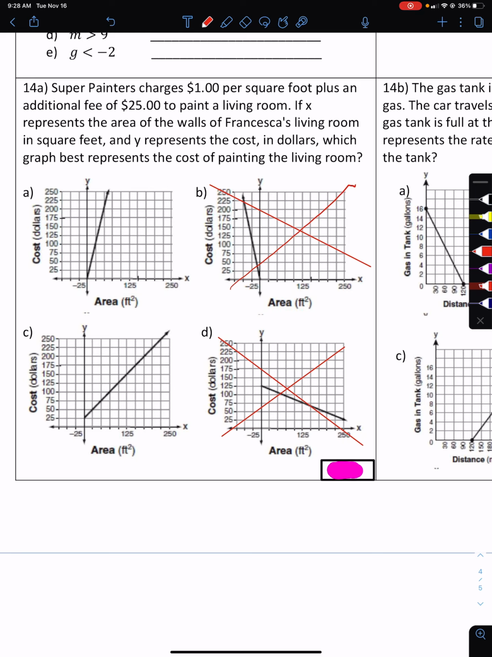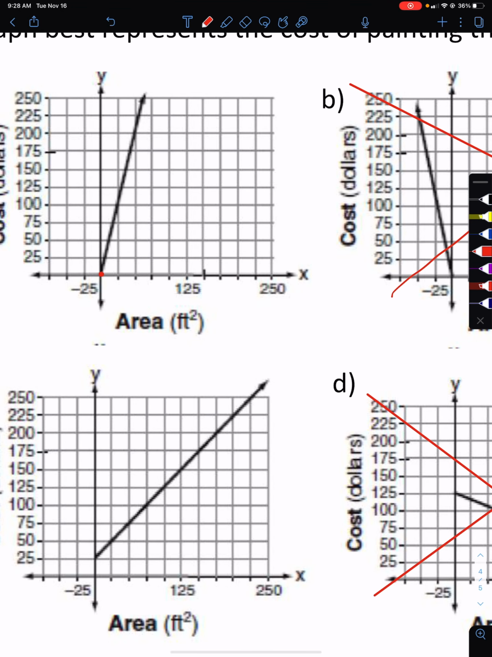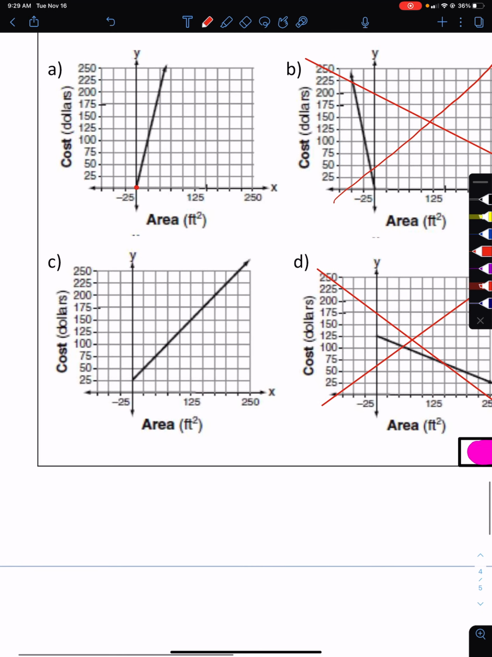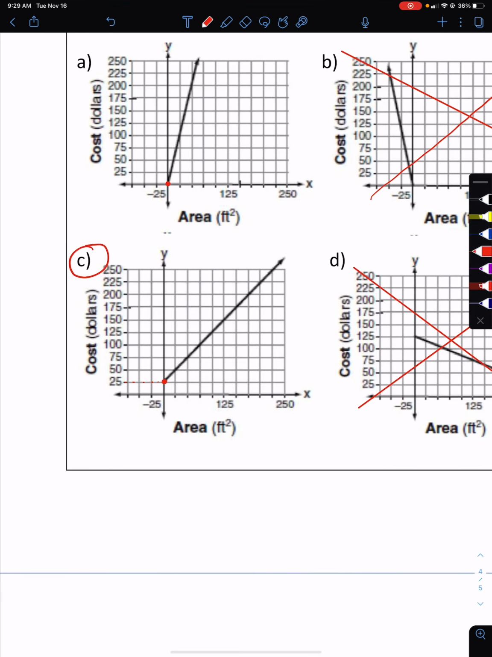Okay, so looking at these two here, they are both positive. So what's different about them? Well, let's look at their y-intercept. They should have a y-intercept of the fee of $25. If I look at the first graph, it actually starts at 0, 0. So that y-intercept is not 25. And if I look at C, this one here has a y-intercept of 25. So it is going to be C.